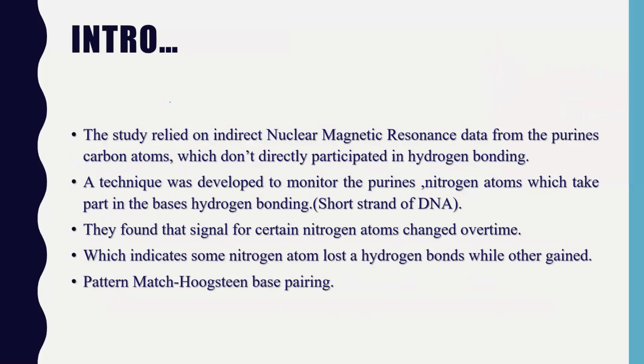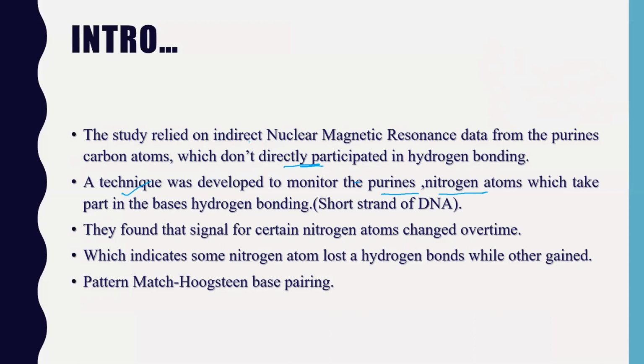Now, they needed to prove it. So what did they do? Their study relied on indirect nuclear magnetic resonance data from the purine carbon atoms, which do not directly participate in the hydrogen bonding. So they developed a technique where they monitor the purine nitrogen atoms, which take part in the hydrogen bonding. They took a short strand of DNA and started monitoring the purine.